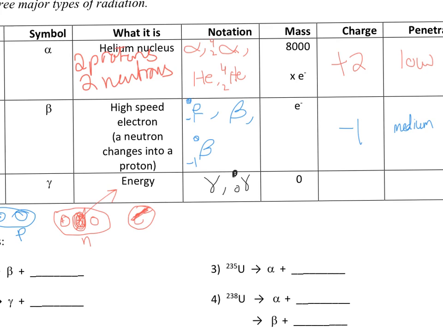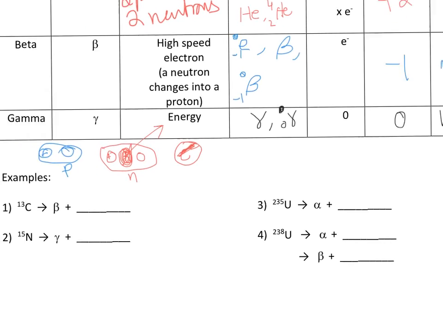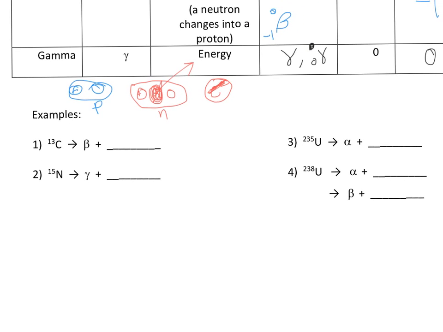These are zeros. I'm sorry, it's kind of hard to write with a stylus. They're both zeros. The atomic number and the mass number for just energy would be 0. Its mass is also 0. It doesn't have any mass in it. Its charge is also 0, but its penetration is very high. It's pretty difficult to block a gamma particle because it's so small. It's basically just energy, so it's very, very hard to block it. So now let's look at some nuclear reactions happening.